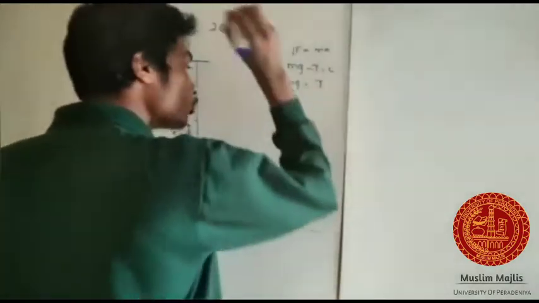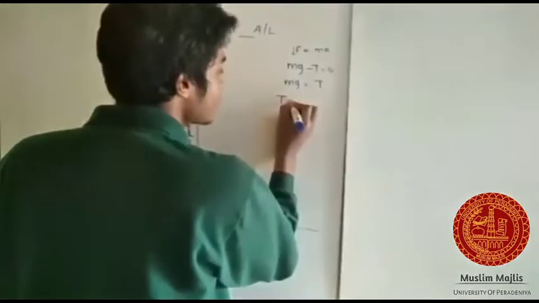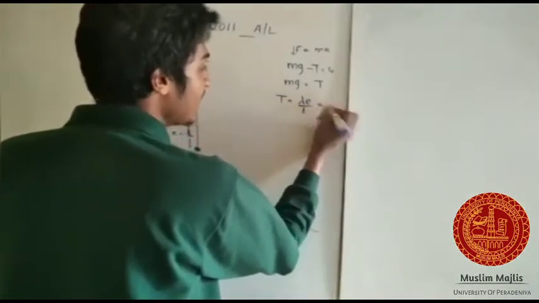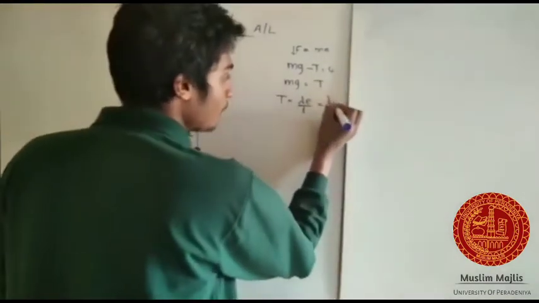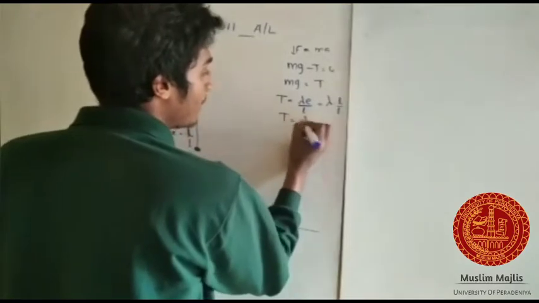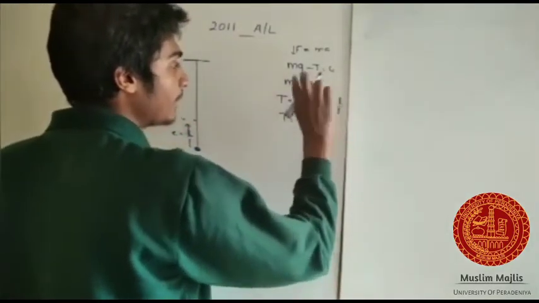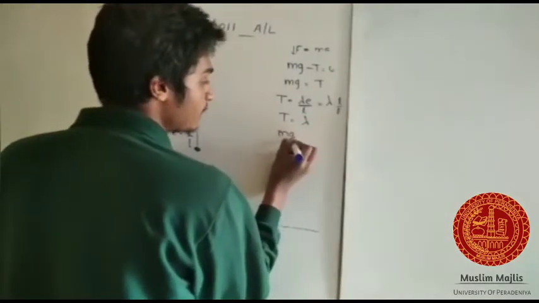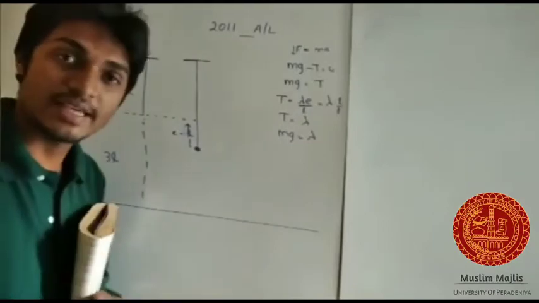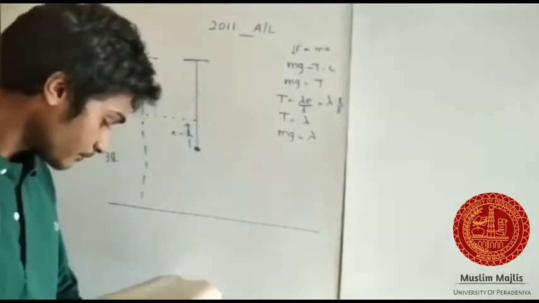But you know from Hooke's law that we studied in the last video, the tension is equal to lambda E over L. Now the extension E is L here, so lambda L over L. So tension is going to be lambda. If T is equal to lambda, meaning mg is also lambda because mg is equal to T. So the modulus of elasticity of the string is lambda equal to mg.